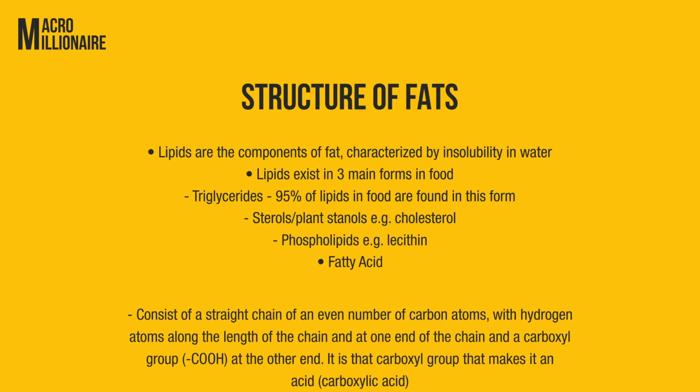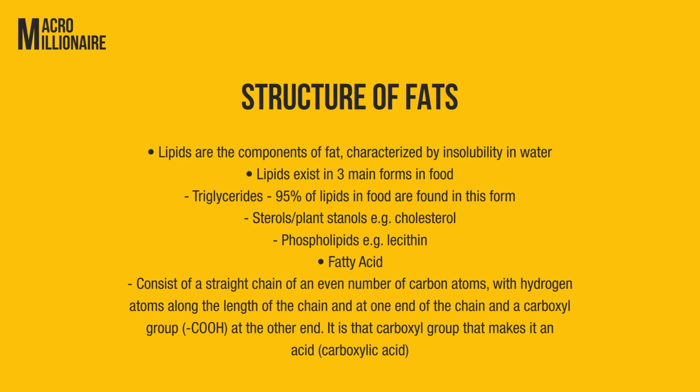We have the fatty acid. A fatty acid consists of a straight chain of an even number of carbon atoms with hydrogen atoms along the length of the chain, and at the end of the chain, a carboxyl group. This here is your carboxyl group at the other end. It is that carboxyl group that makes a fatty acid an acid, so carboxylic acid.